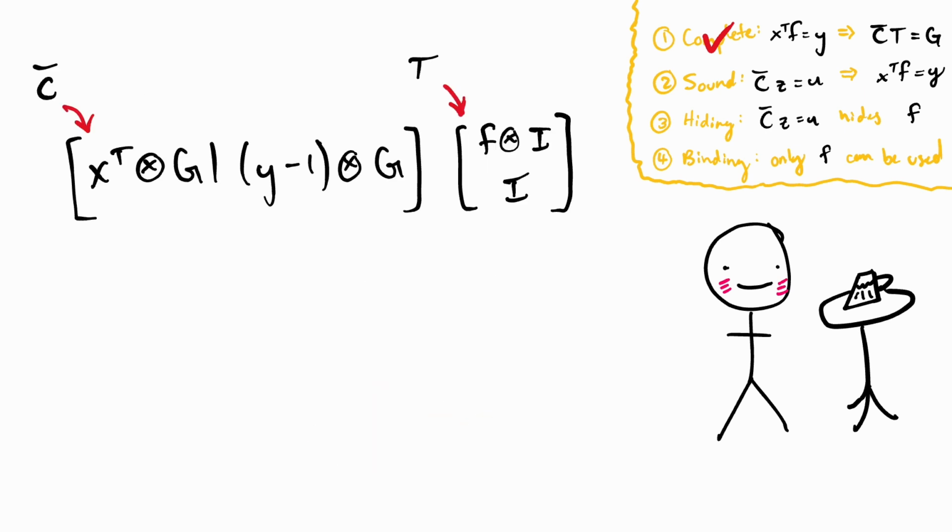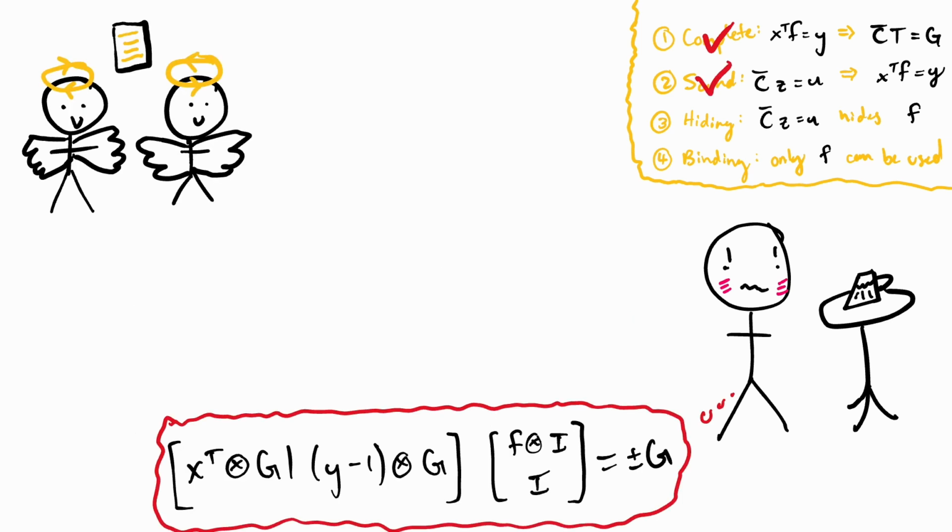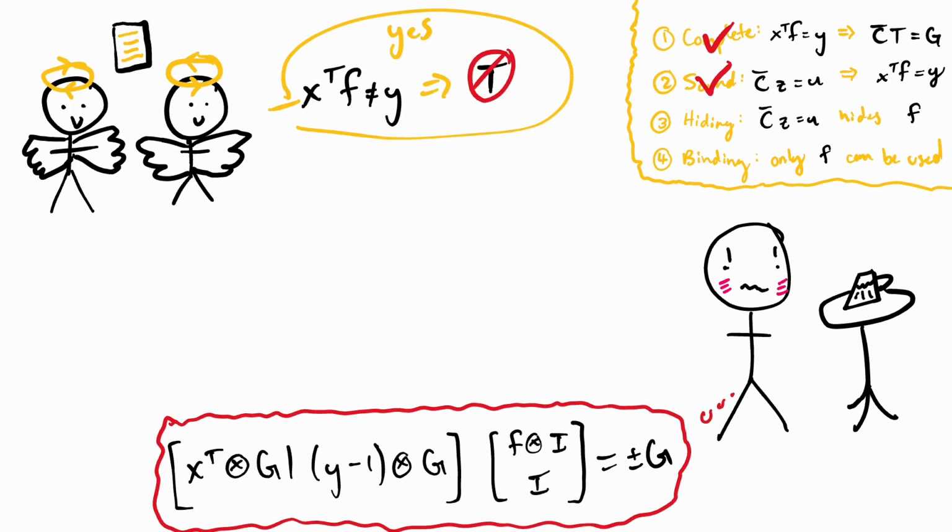Let's see what happens. So let's plug this in. Let's change the C bar a little bit. So now the output is this x transpose F plus Y minus 1. Yeah, and so when x transpose F equals Y, that's a useful trapdoor. We get plus or minus G. But when they're not equal, we get 0, and that's useless because you can't do anything with 0. So we have soundness.